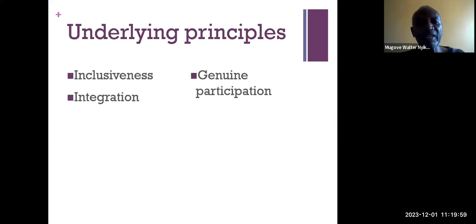The underlying principles of this approach, which we also call the whole school approach, include inclusiveness. So you find that in many areas, schools have become islands in their community, where children are just sent to school by the parents, and the parents are hardly involved in what is going on in the schools. So with ILUD, we are trying to reconnect schools with their communities.